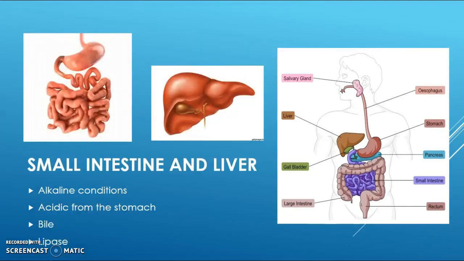Once the food has been broken down into a paste-like consistency, the food travels into the small intestine. The enzymes in the small intestine work best in alkaline conditions, but the food is acidic after being in the stomach. Bile is an alkaline substance produced in the liver and is secreted into the small intestine. Also secreted into the small intestine via the liver are enzymes called lipase, which help to break down fats.